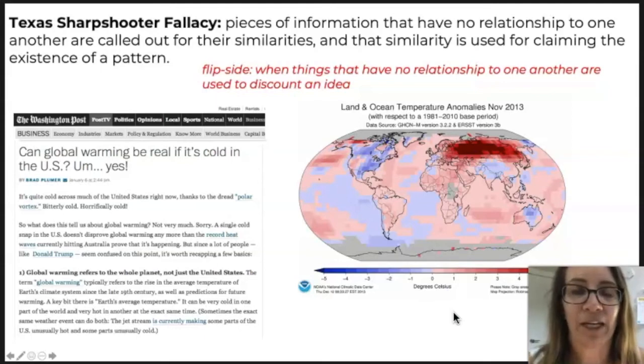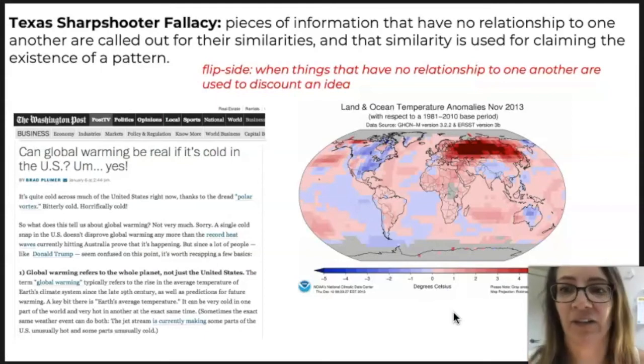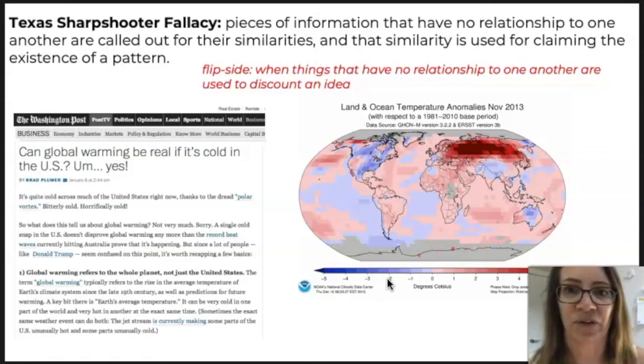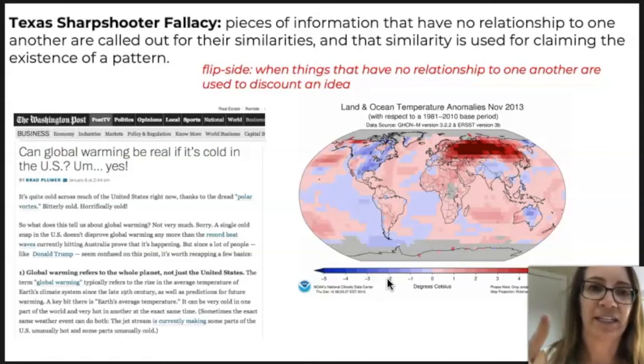Okay, and that also comes to light when we look at examples of individuals claiming that global warming is not happening when there's a single snowstorm event that might disprove that warming can even happen. So people are kind of doing the flip side of the Texas sharpshooter fallacy. Instead of having things that are correlated, they're saying these are uncorrelated. How can you have a snowstorm and warming at the same time? That makes absolutely no sense.